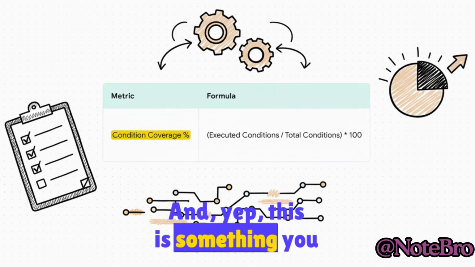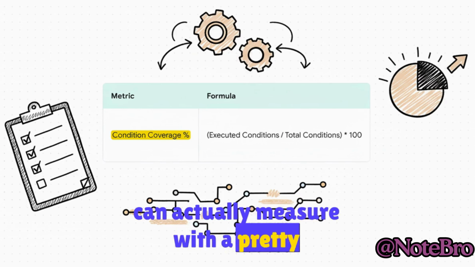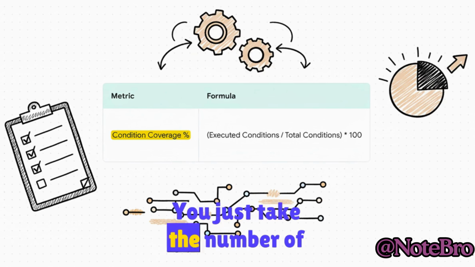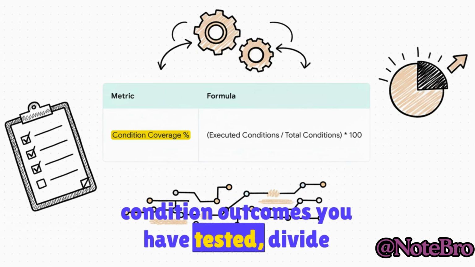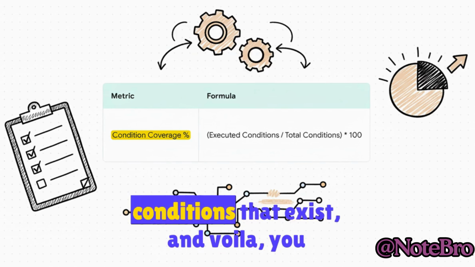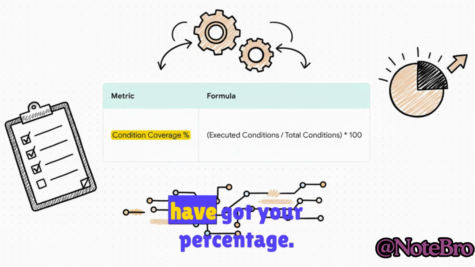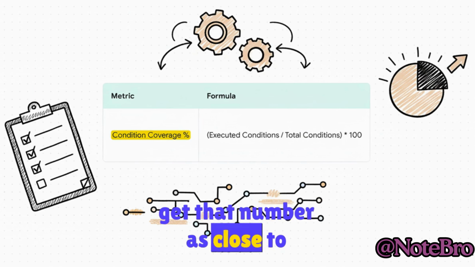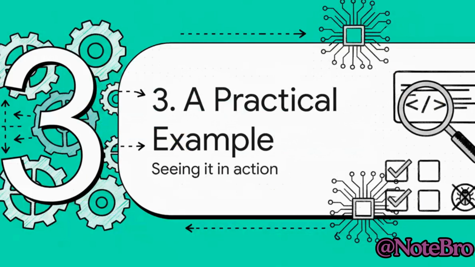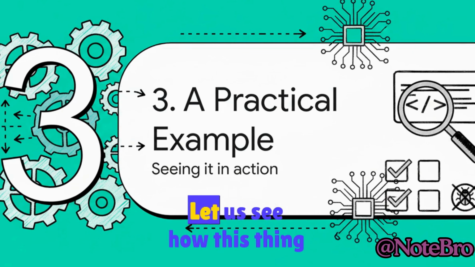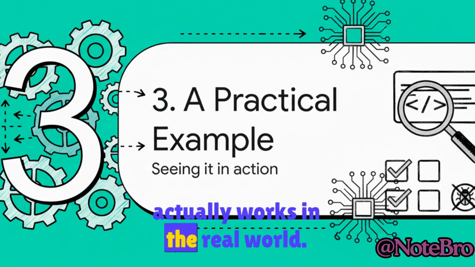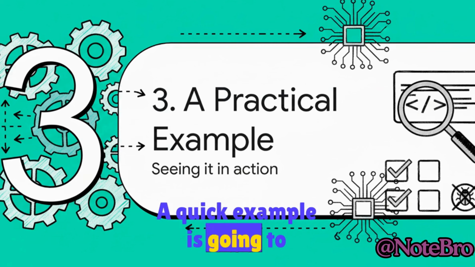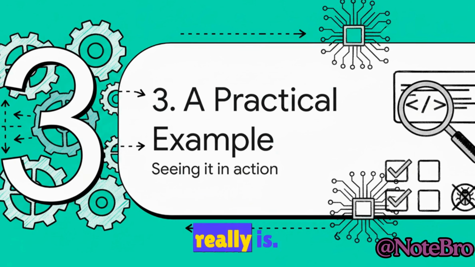And yep, this is something you can actually measure with a pretty simple formula. You just take the number of condition outcomes you've tested, divide it by the total number of conditions that exist, and voila, you've got your percentage. The goal, of course, is to get that number as close to 100% as you possibly can. All right, enough with the theory. Let's see how this thing actually works in the real world. A quick example is going to show you just how powerful this really is.